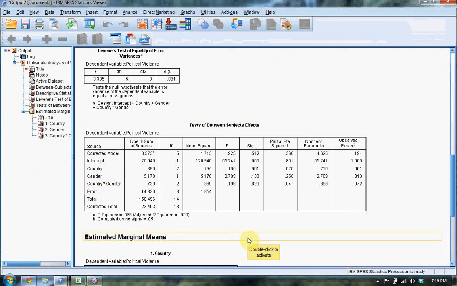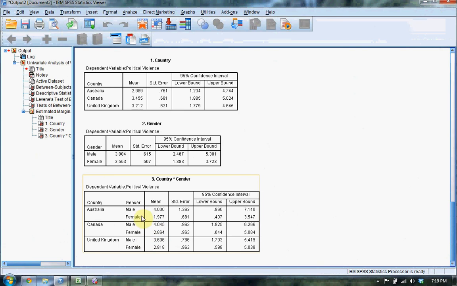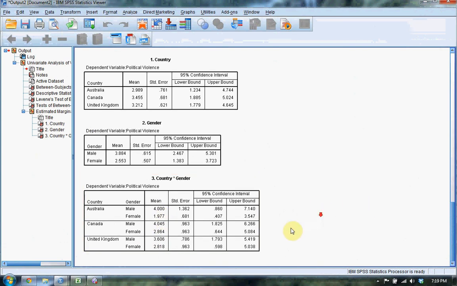In the case of an ordinal relationship, then you can interpret the main effects. You look down here, you can then see the means for the main effects that we have going on, and then the means, again, for the interaction effects between the groups.